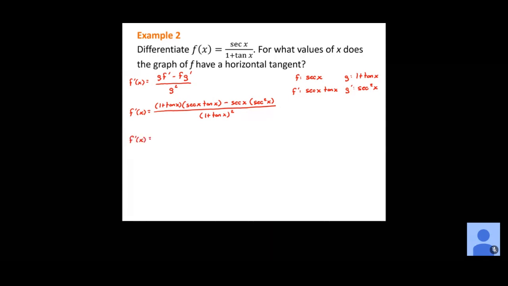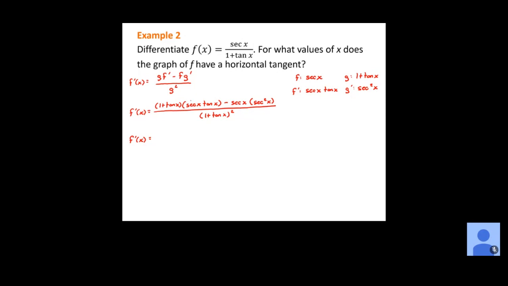Let's multiply what we've got here first. So again, I'm going to distribute. So this gets distributed to the 1 and to the tangent. So that's going to give us secant x tangent x plus secant x tangent squared x minus, and now if I multiply a secant x times a secant squared x, it's going to be secant cubed x, all over 1 plus tangent x all squared.